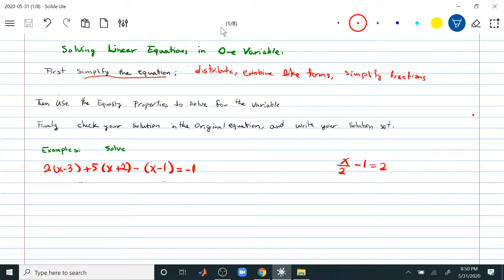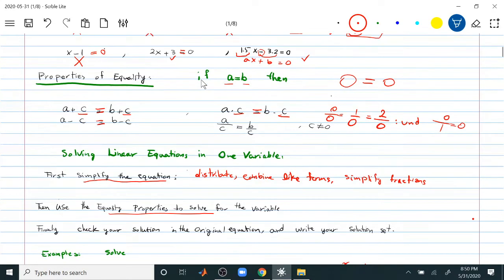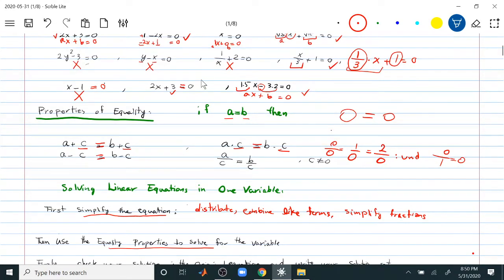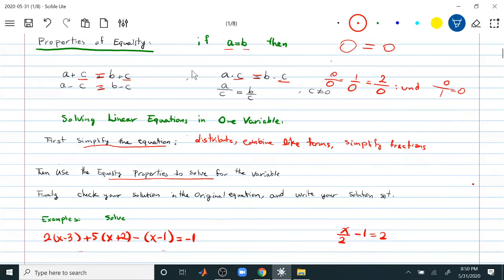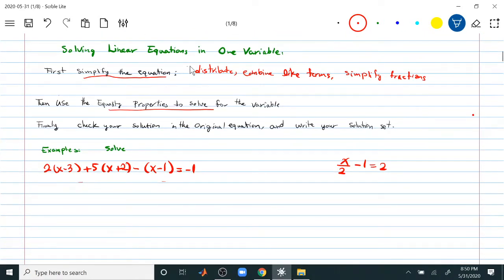Second step would be to use the equality properties to solve the equation, solving for a certain variable. If you have one variable, you're looking for that variable. What was the equality property? However you treat one side of the equality, you do exactly the same on the other side. So if you're adding a number to one side, you should add the same number on the other side. If you're taking away a number, you should take away the same number. Multiplication and division, same. And finally, by using the equality, you can find the variable by itself. So you will find something like x equals 5, for example.